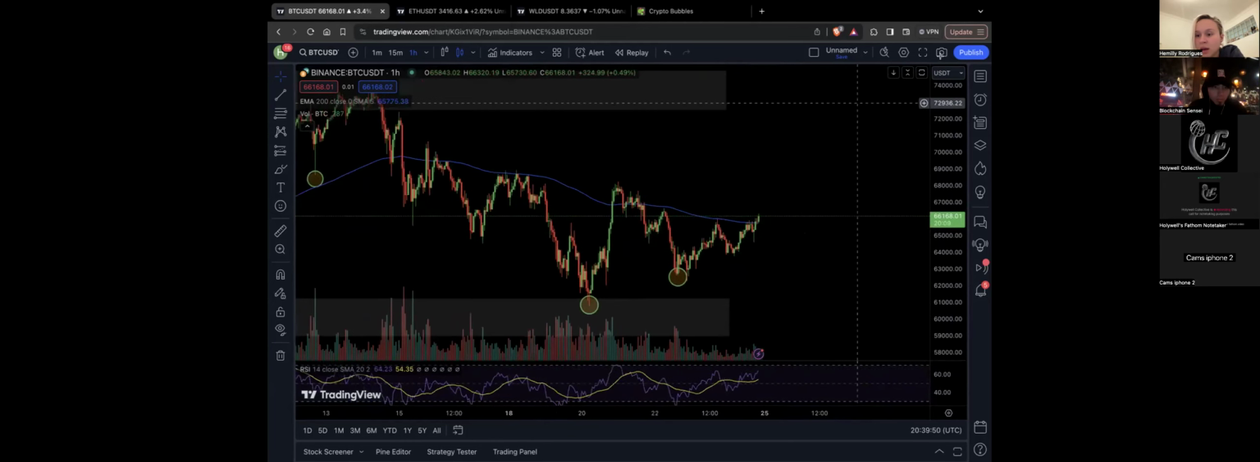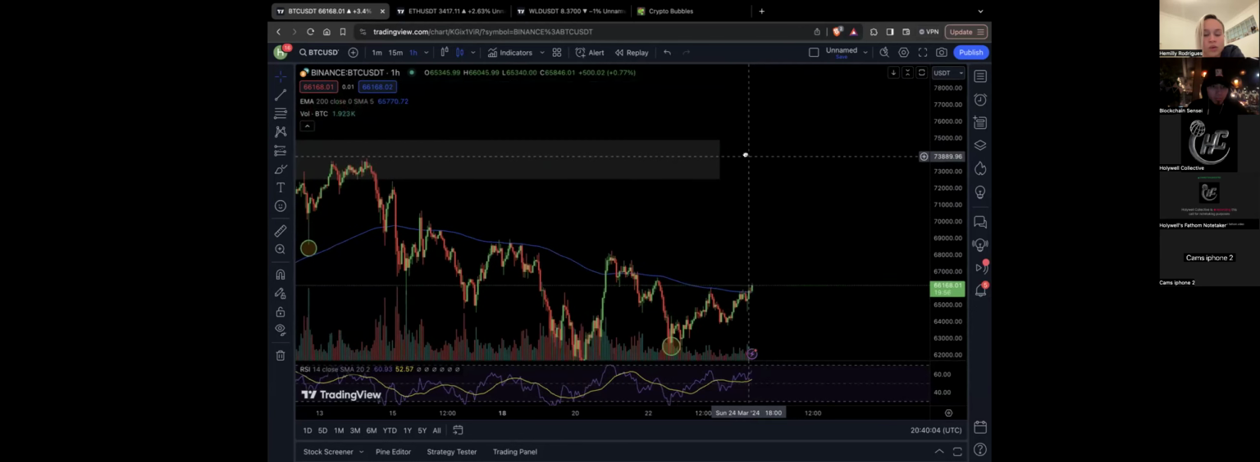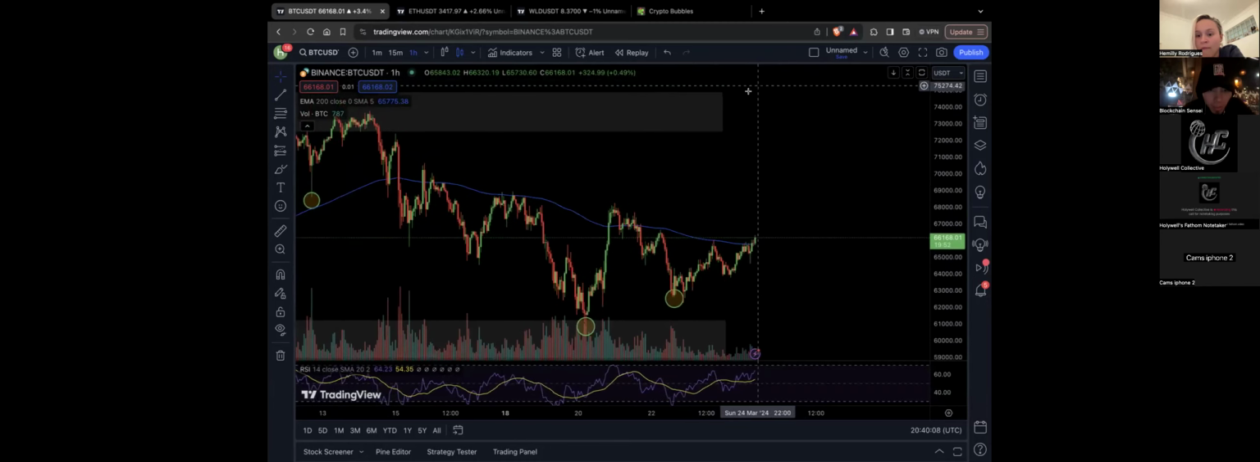So we might see BTC at 68K. These levels are the next ones to keep your eyes on: 67, 68. And then we can potentially make a long all the way to the top. And once we break resistance, it could go far.